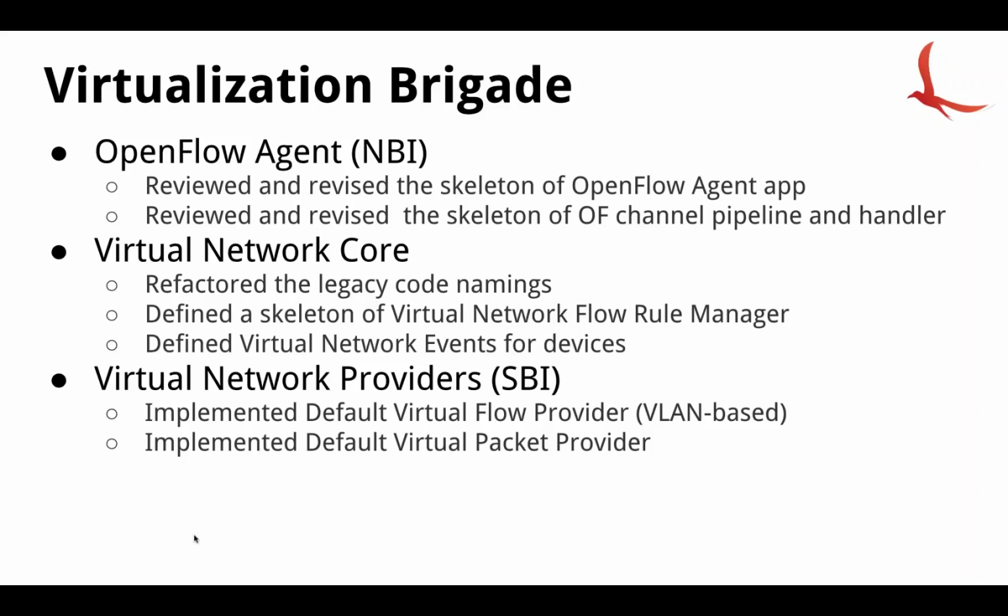And for virtual network core system, we refactored the legacy code namings and the structure a little bit more, and then we also defined some flow managers and also defined device events. For southbound interfaces, I implemented default virtual flow provider and packet provider, but not yet tested. So I hope that those implementations will be integrated with manager services, and maybe next sprint we will give a brief demo on how the virtualization system will work. This is the current status of Virtualization Brigade.